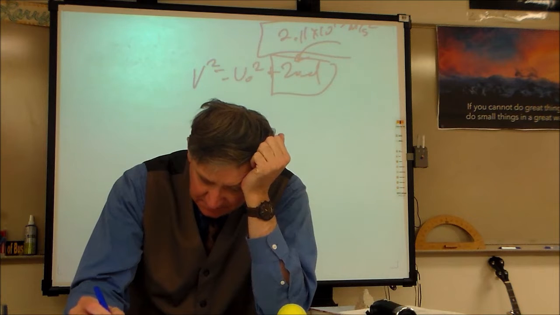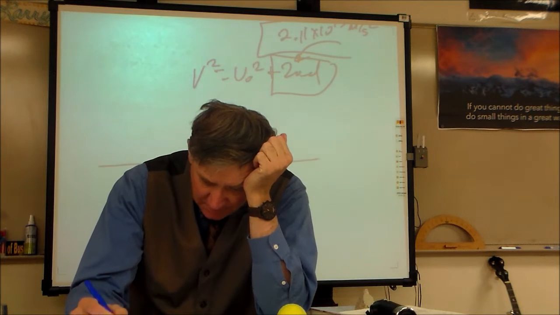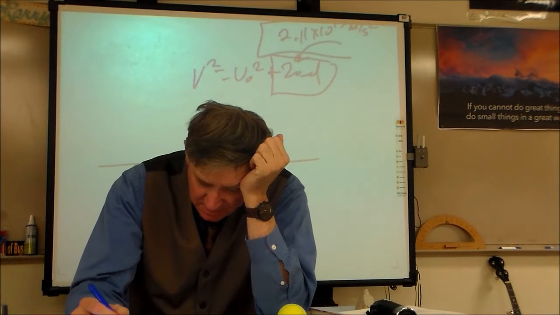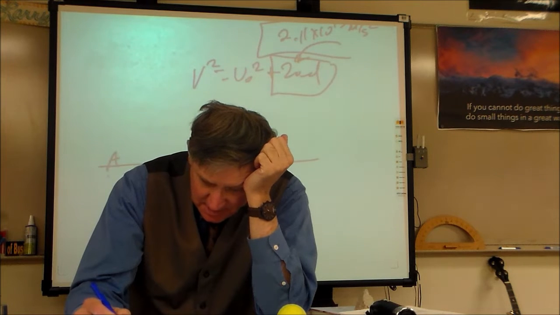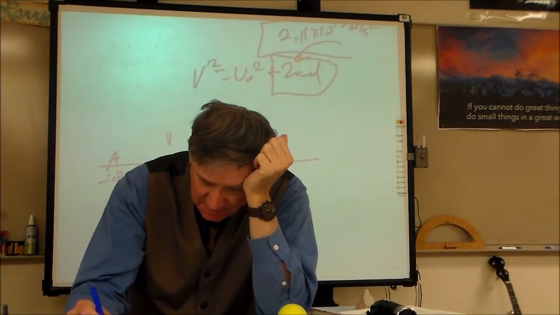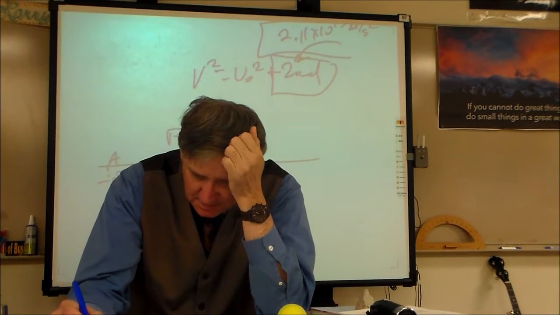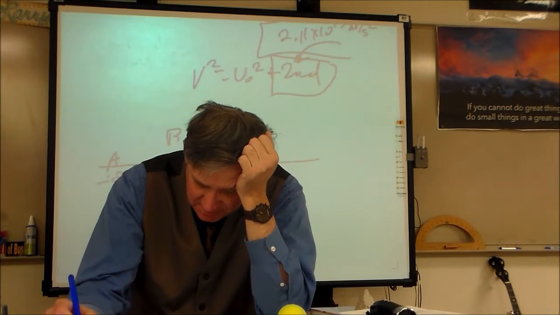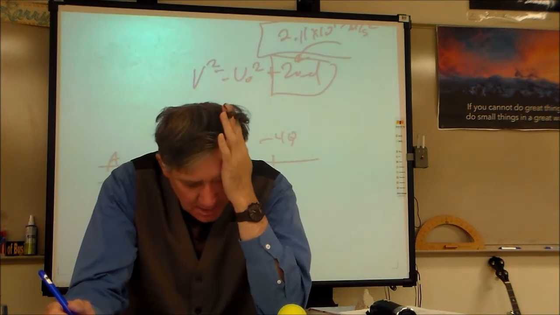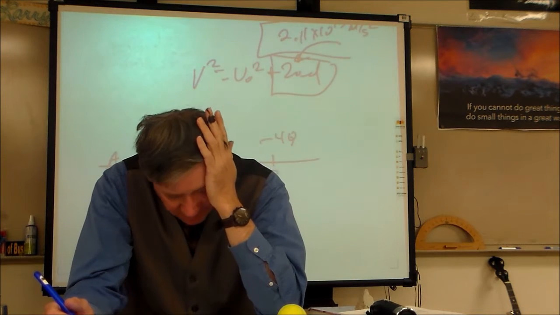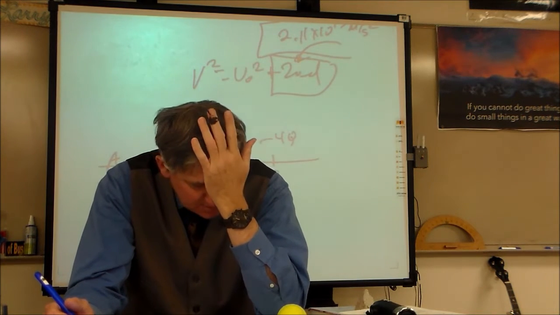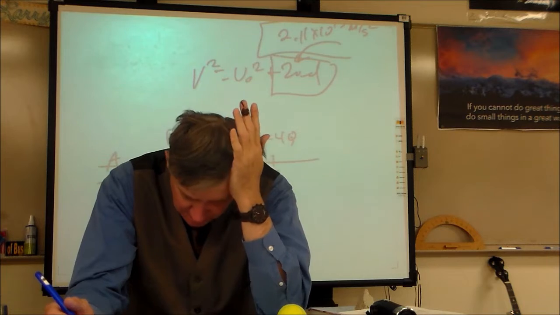So here's the deal. On number 14, here's A, and that's negative Q. And then here's B, and that's positive 2Q. And there's 2, and there's 3, and there's negative 4Q. Okay? And it says, which of the following ranks the magnitude of the net electric force F on each point charge due to the other charges?